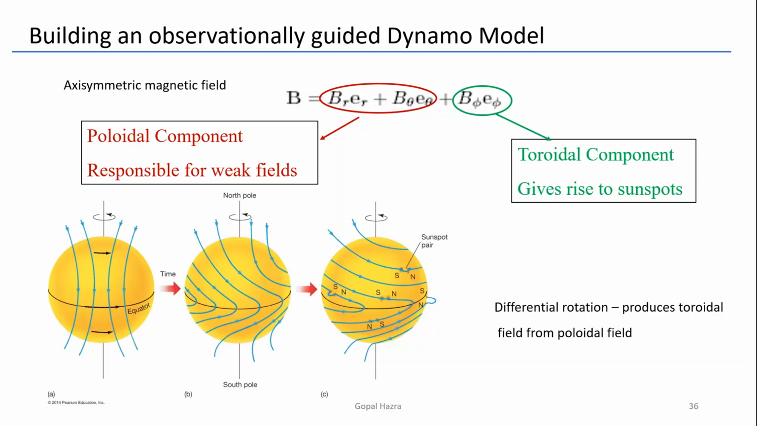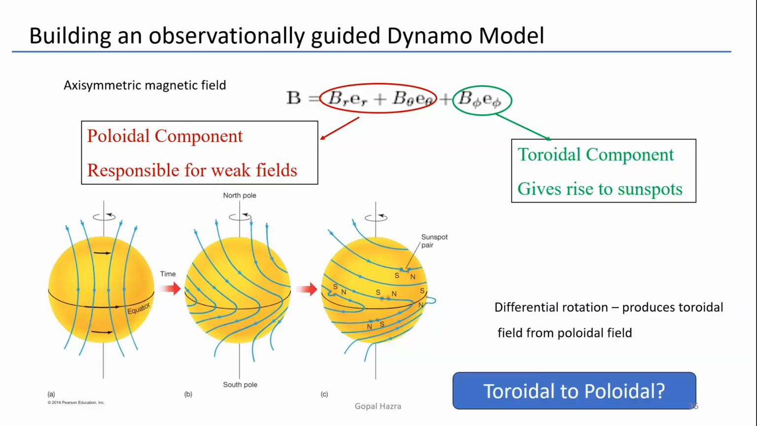I will first explain: suppose you have a toroidal field from the differential rotation, how can that toroidal field, due to turbulence, be transported or converted to the poloidal field? So toroidal to poloidal. Now the question is which method is suitable for doing that. By this time you all understood that the solar cycle is an oscillation between poloidal and toroidal. The toroidal field has been generated by the differential rotation.